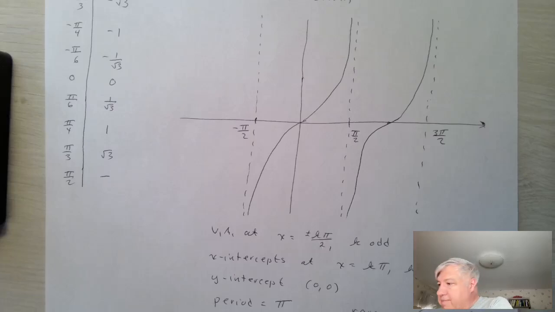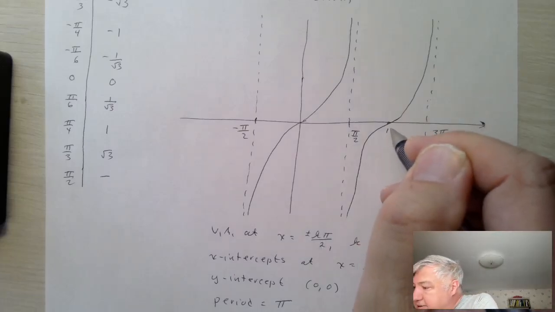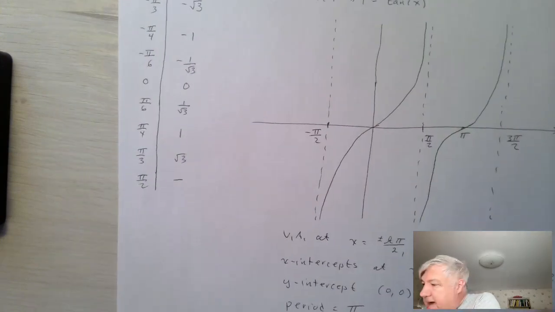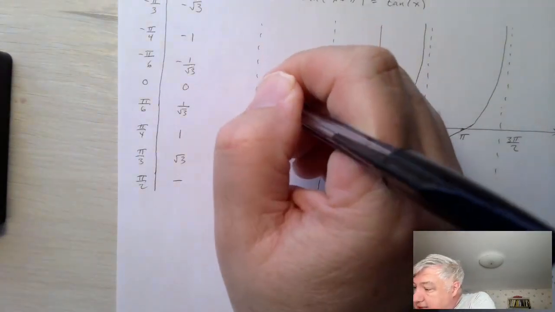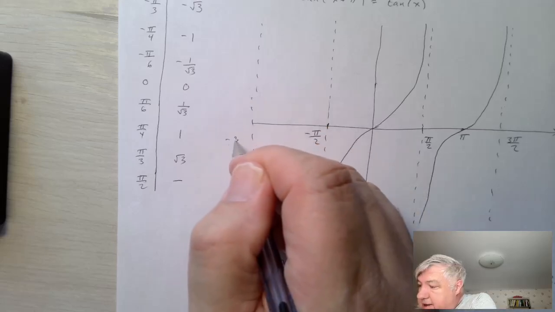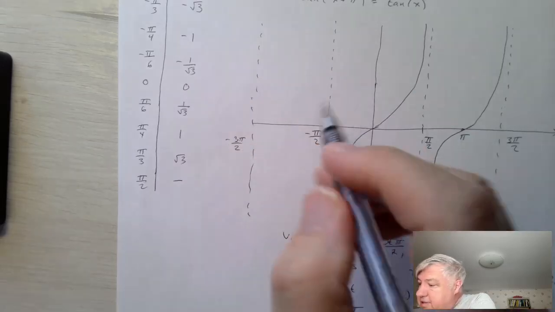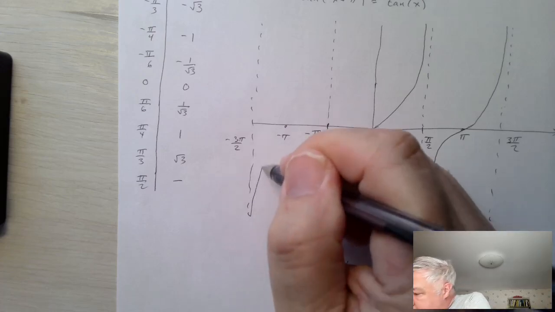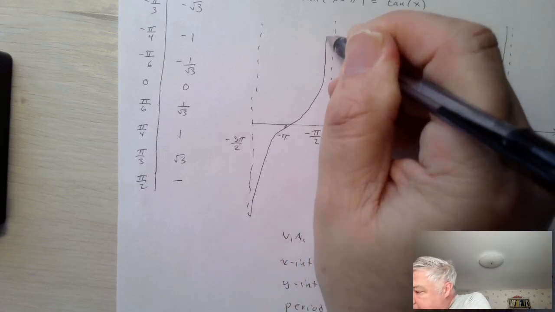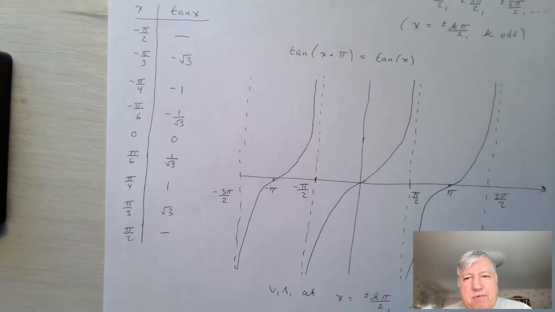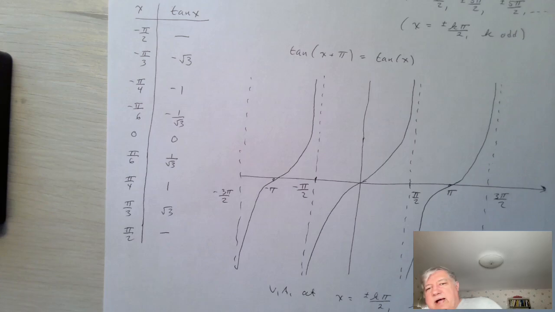Incidentally, this x-intercept here is going to be at pi. Okay, and then we can go back here and then go back the same amount, and here we are at negative 3 pi over 2, and here's negative pi. And we'll get another similar graph like that. And it just repeats every time. So we have infinitely many intercepts. We have infinitely many vertical asymptotes.